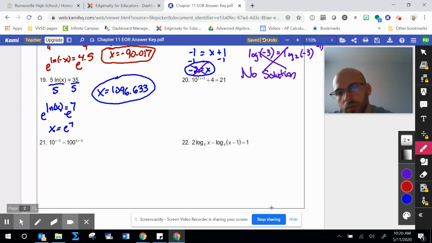Okay, so let's take a look at number 20. We have an exponential here. We're going to isolate that exponential. Let's get rid of this extra term here, this 4. So now I have a 10 to the 2x.